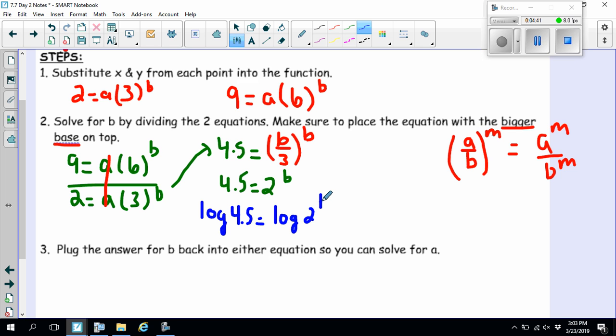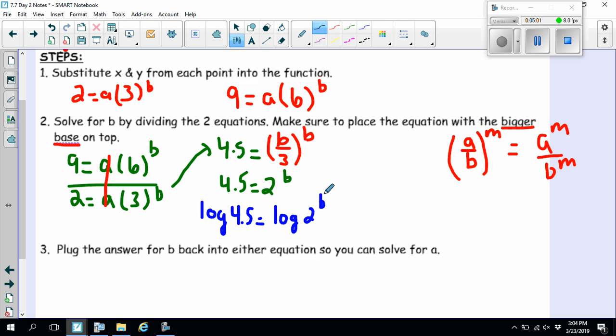Now, if you don't remember this, this is from our 7.6 day 1 notes when we solved exponentials. There were two different ways: either get the bases to be the same, well, we can't get 4.5 and 2 to be the same because they don't have anything in common, or if they don't have anything in common, take the log on both sides.